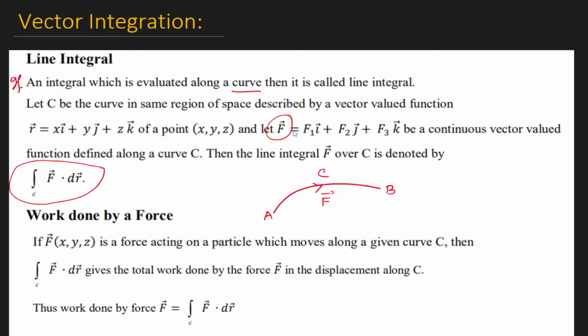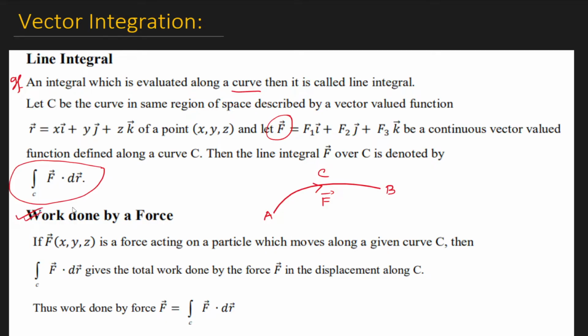So f bar is this function f1 i cap plus f2 j cap plus f3 k cap, and dr bar means the position vector of any point. If r bar is this one, then dr bar means dx i cap plus dy j cap plus dz k cap. So f bar is a continuous vector valued function, and r bar is the position vector.